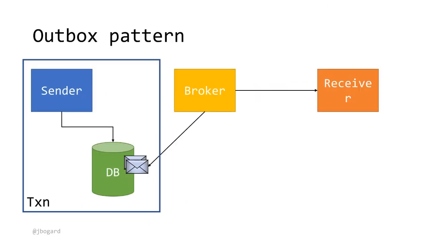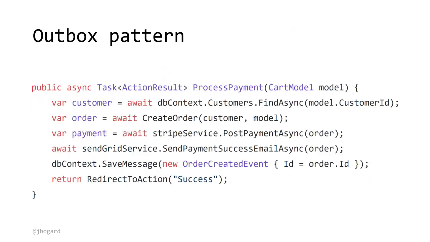The idea here is that when I need to communicate via a message broker, instead of sending that message immediately, I will temporarily store those messages in my database within the same transaction as whatever business transaction or database transaction is happening, and then some offline process is pulling those logical messages out of the database and then sending them on downstream to the receivers. So that would look something like this.